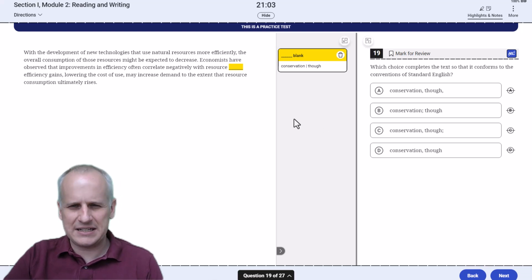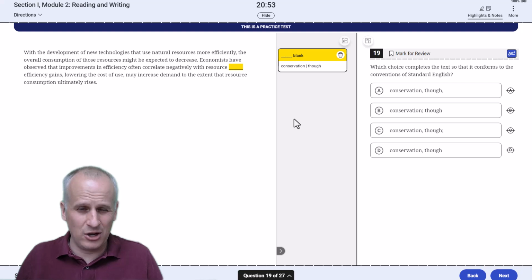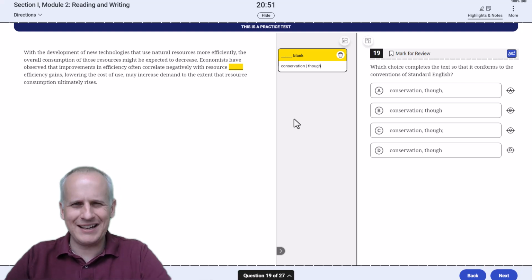So we need to consider whether the punctuation needed is going to be in between two complete ideas, a complete and incomplete idea, or two incomplete ideas, where there'd be no need for punctuation. A complete idea should be able to stand alone as its own independent sentence if it didn't have everything coming before or after it. So we're going to read up to conservation and consider whether there is a subject and verb that would allow that clause or phrase to stand on its own as a complete idea or not.